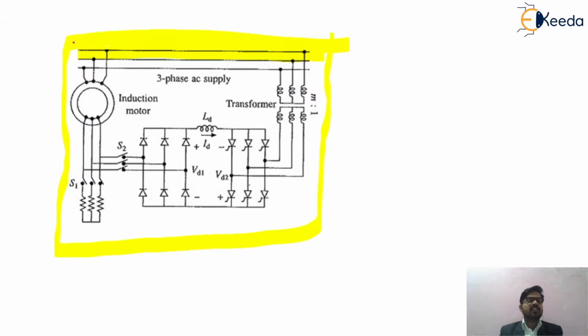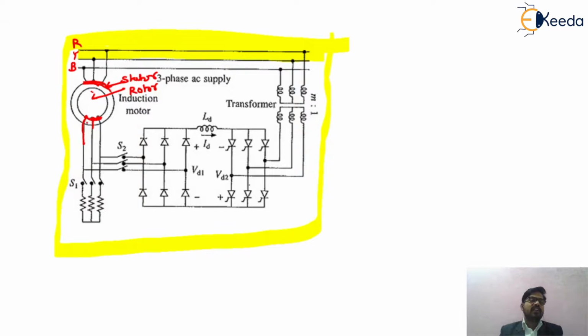So friends, first of all, this will be the three-phase supply, that is RYB, which is given to you. This will be the stator of your motor. This will be the rotor of your motor, the inner part. As we know, we are giving the supply to the outer stator winding and taking the output from the inner rotor winding.